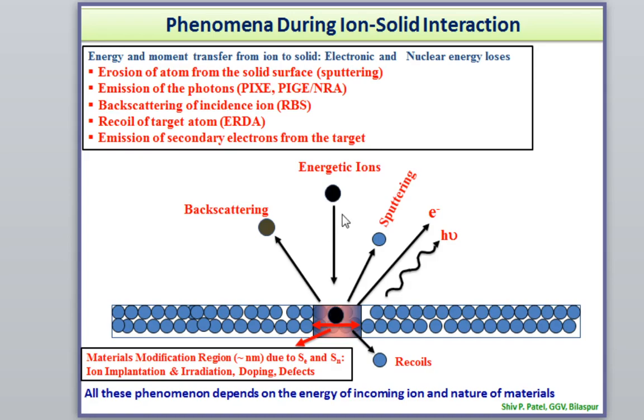What phenomena may occur? Depending upon the energy of the ions. If the energy of the ions is low, the possibility is that this ion may not penetrate the target. It will lose energy within the material and it may sit inside the material. If it is sitting inside the material, I have given it the black dot, this is known as the ion implantation technique.